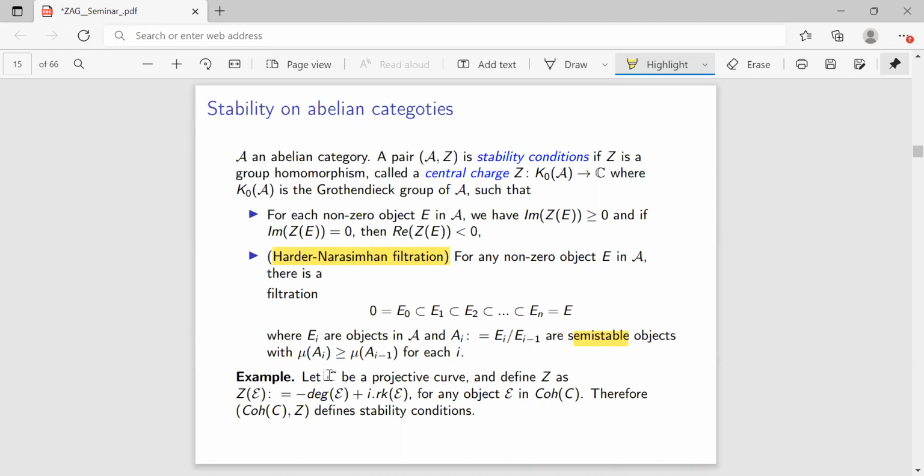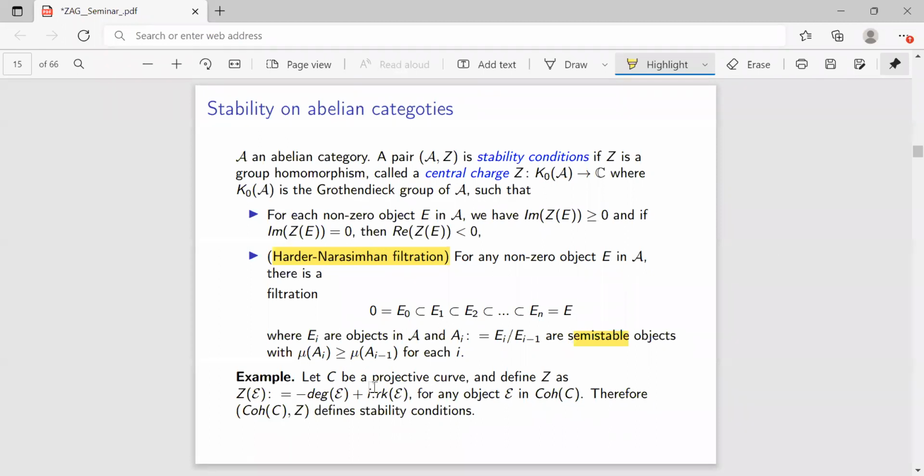Basically, the motivating example for this definition is the case of curves. When you have a projective curve, you can define Z to be minus degree plus i times rank for any object in the category of coherent sheaves. You know that for each object in the category of coherent sheaves, we have two numerical invariants, rank and degree, and both of them are included in this definition. So you can check that this abelian category of coherent sheaves and this Z that we define give you a stability condition in this sense.